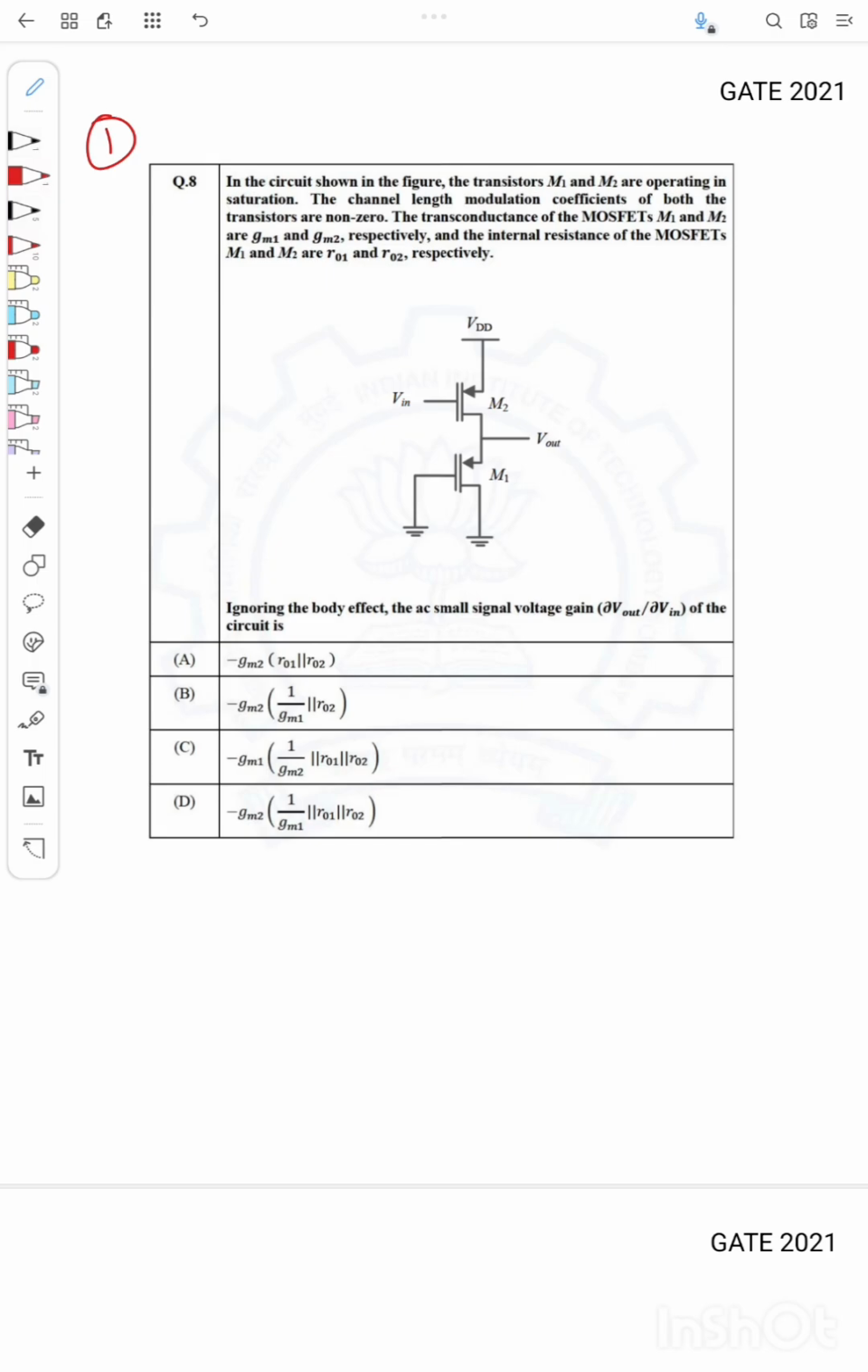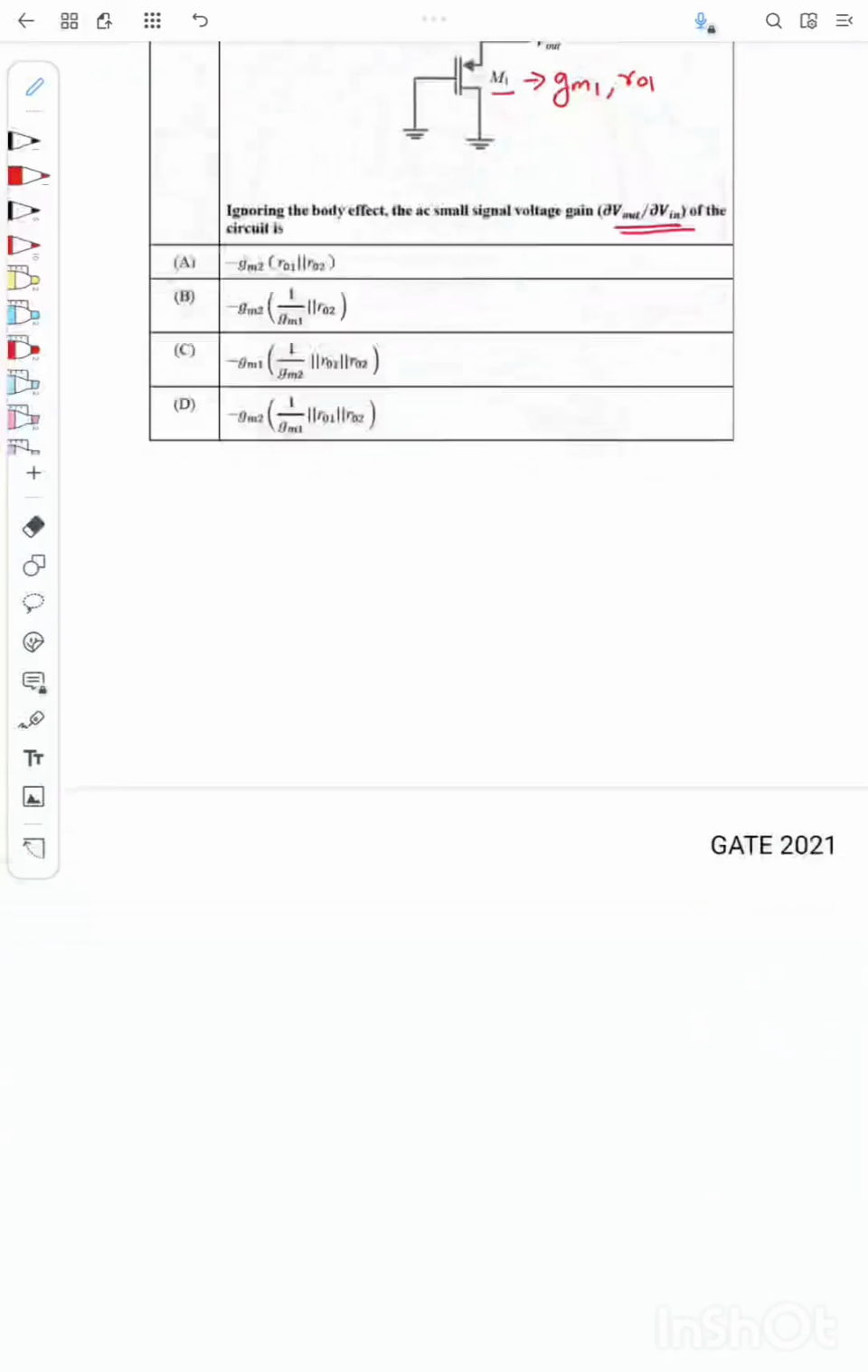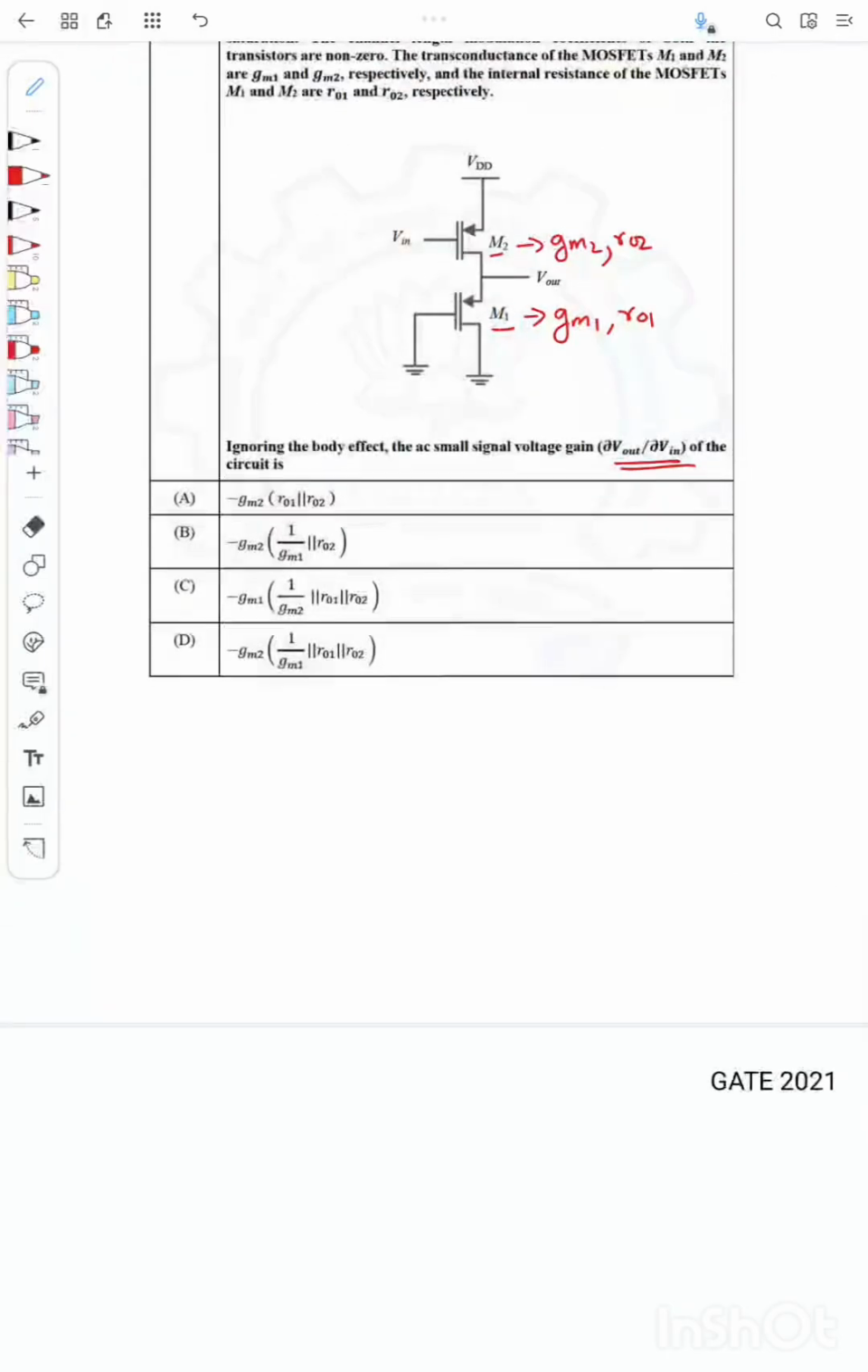So we have been given this PMOS based circuit, and we have two transistors M1 and M2. M1 has a transconductance of gm1 and M2 has a transconductance of gm2, and both transistors have an internal output resistance, r01 and r02. The question is to find dVout by dVin. So what we will do is draw the small signal equivalent of the circuit.